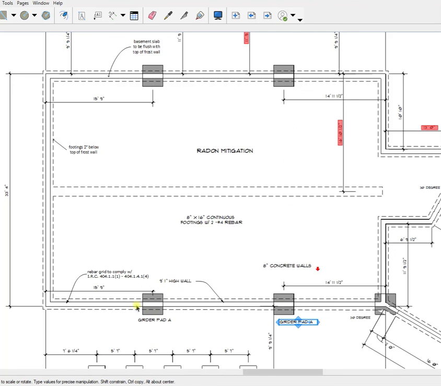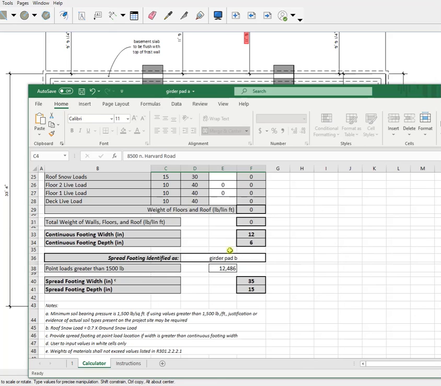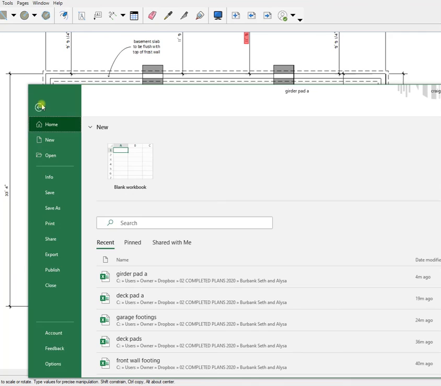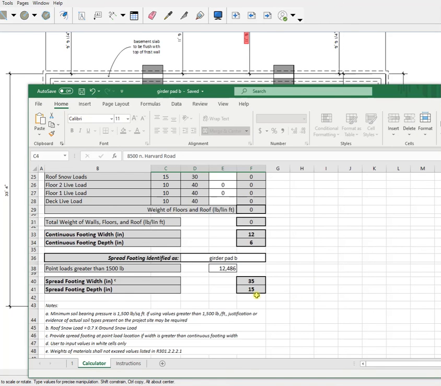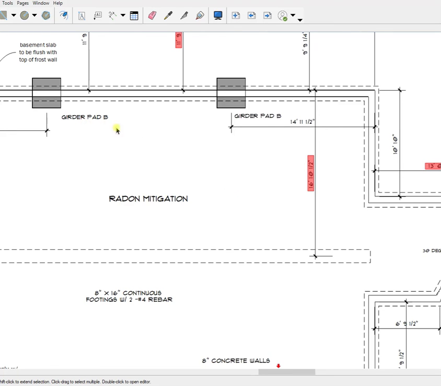So this is the front point of the A4 that was at the 9,072, and back here, this is the 12,486. So I'll plug that in to get girder pad B. So I change the number, go up and save as, do your save as thing, and now you got it. So you then just go onto your plan, then mark it girder pad B.